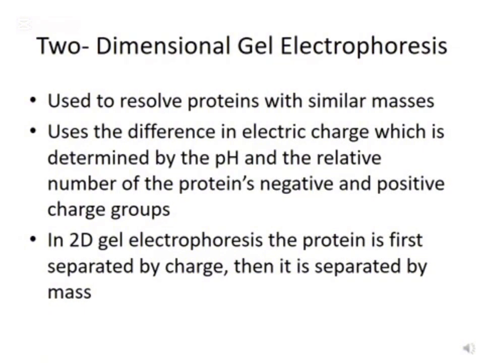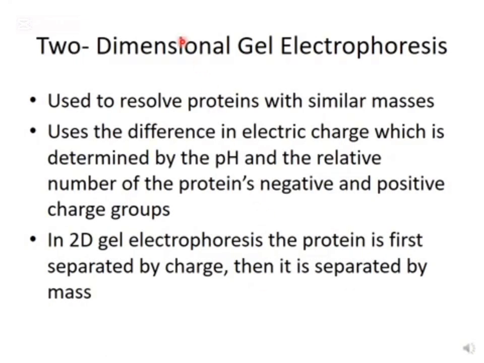A more sophisticated type of gel electrophoresis is two-dimensional gel electrophoresis. So as we mentioned, PAGE separates protein based on mass. But we know from our previous studies that there could be many proteins that have a similar mass. So PAGE is unable to separate these proteins. They're going to be in one band and you won't be able to recognize them using PAGE alone.